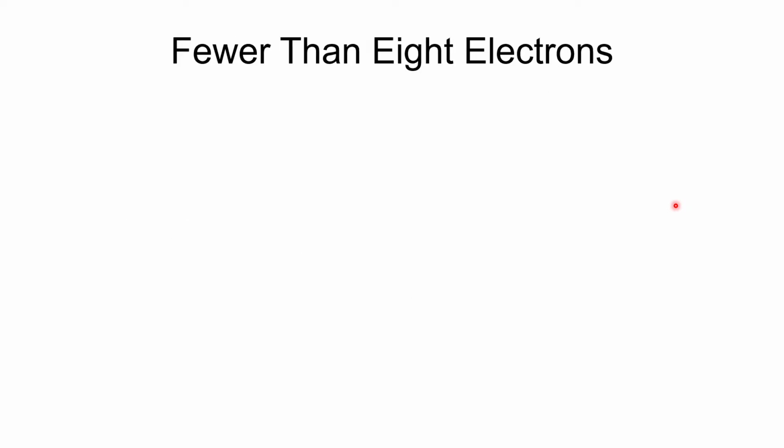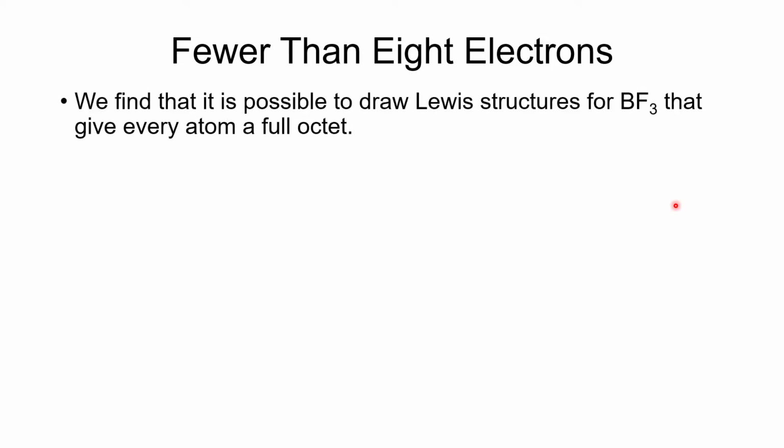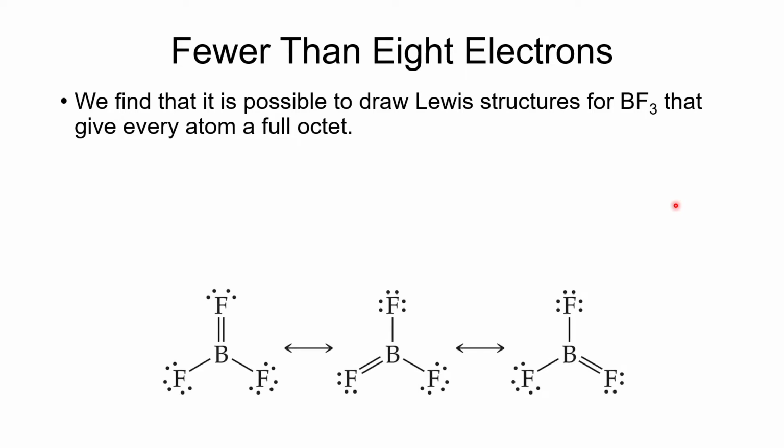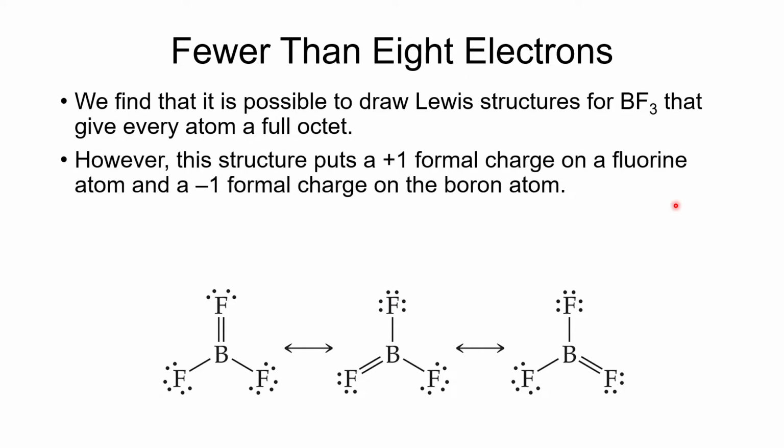The second type of exception to the octet rule is when we have fewer than 8 electrons. It's possible to draw Lewis structures for BF3. They give every atom a full octet. And we'll go through the math of how we get this here in just a little bit, but it is possible to draw this so that every atom gets a full octet. However, this structure puts a +1 formal charge on fluorine in a couple of different places here, and it gives a -1 formal charge on the boron atom.